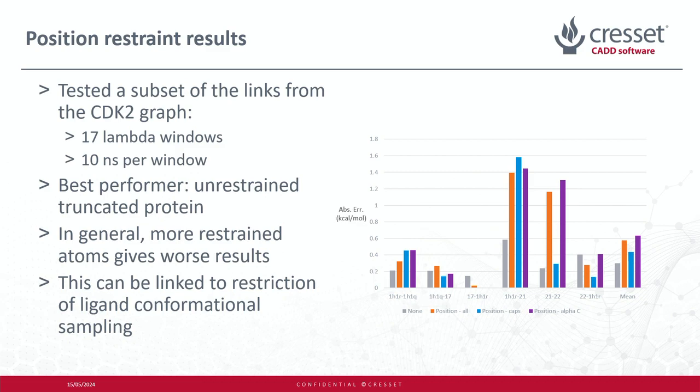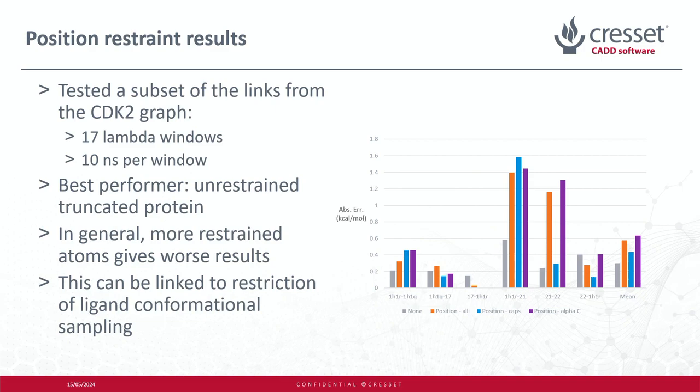FEP calculation. And actually, in this case, the best truncated model was the unrestrained truncated protein, which we found quite interesting, and it confirms to us that by adding these position restraints, you are restricting the motion of the protein enough to affect the FEP results. In some cases the difference is pretty small, but in some cases you get quite a big difference depending on which atoms you restrain.